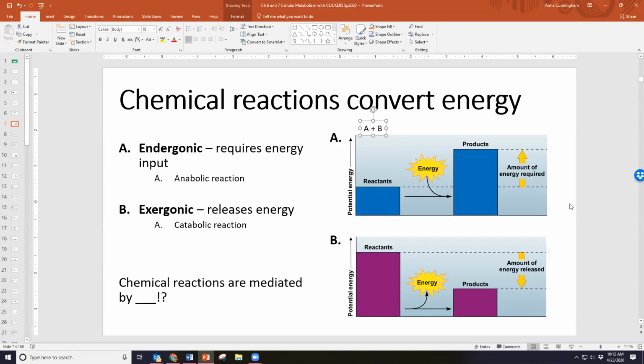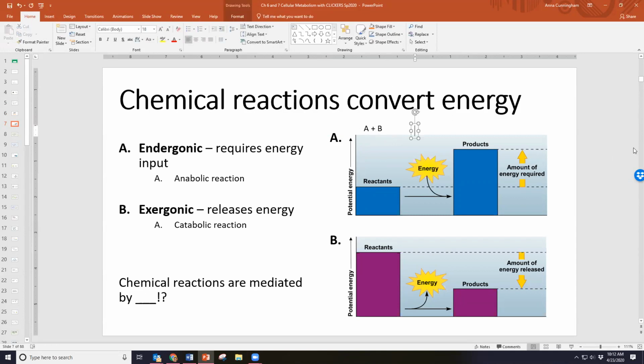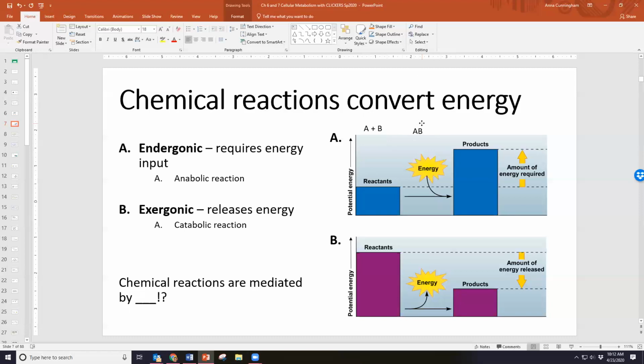What we want to do is take A and B and build a bond between them. Anytime we build a bond, we just model that by saying AB. We just shove those two molecules together. So again, anytime we go into a chemical reaction, we can write that.